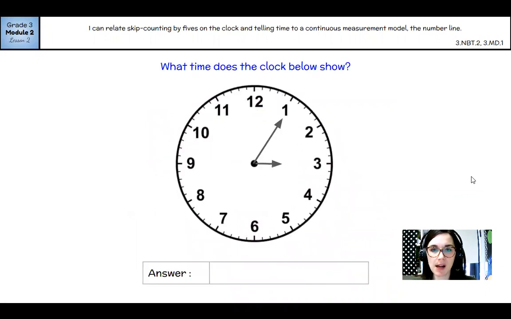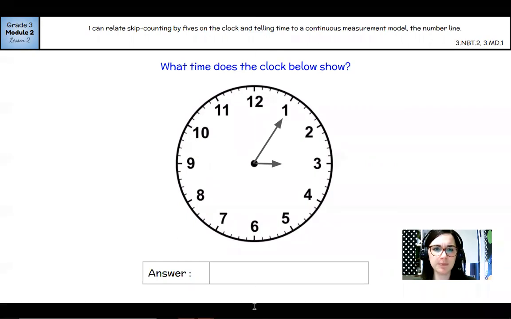What time does the clock show below? So let's see what we've got here. We've got to look at our hour hand first. It's going to the 3, so I know it's sometime around 3 o'clock. I know that if the minute hand was facing the 12, it would be 3 o'clock, but it's 5 minutes past there. So that means that it is 3:05. 3:05. So let's type that in. Here we are, 3:05.